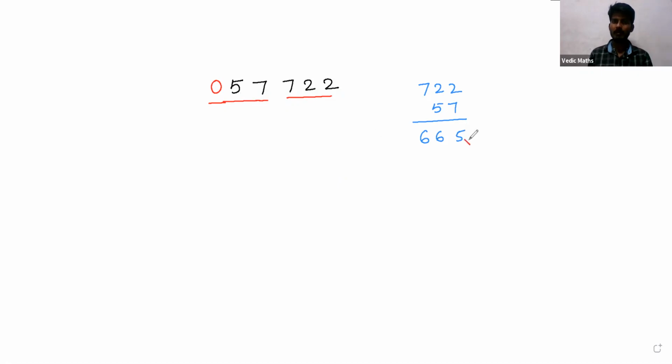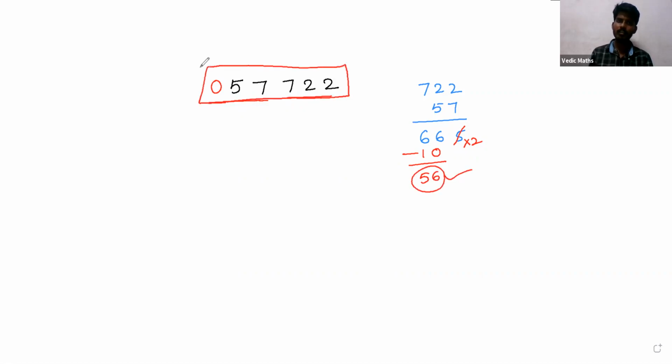I am multiplying this number with 2. Then I got here 10. I'm subtracting it from this number. Then I got 56. Now 56 is divisible by 7. So we can say that the whole number is divisible by 7. In this case, we have to group 3 digits.